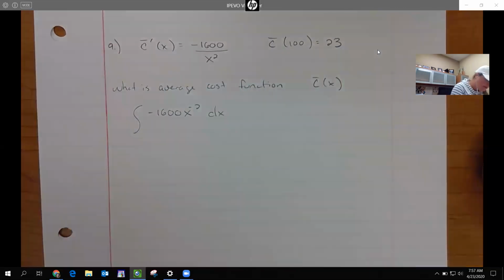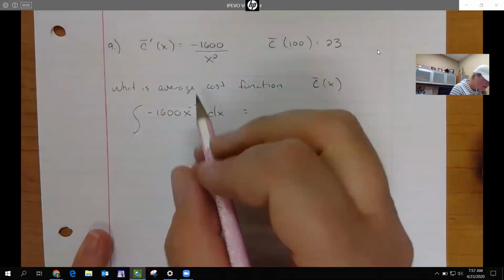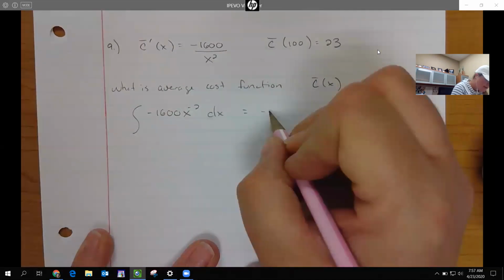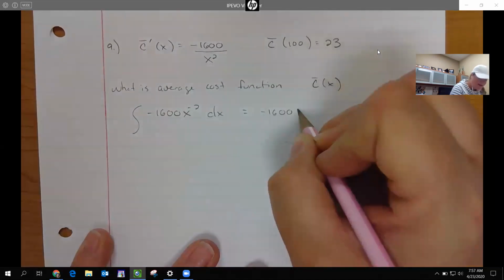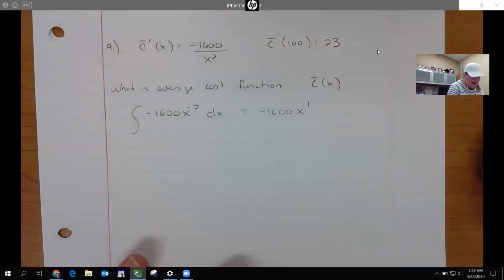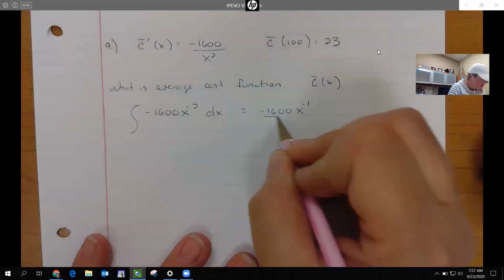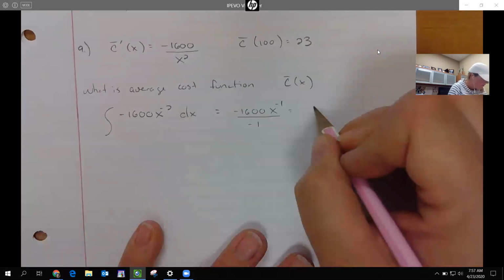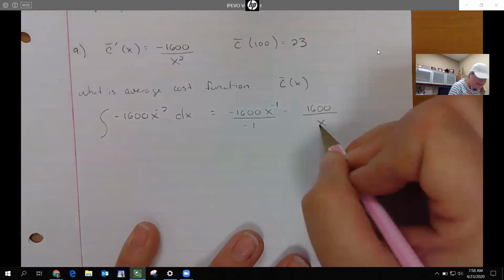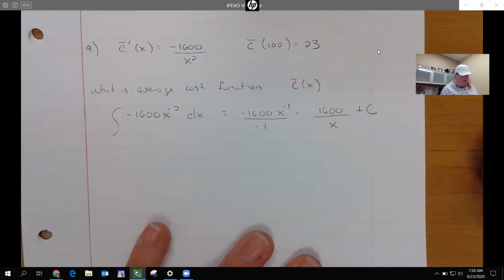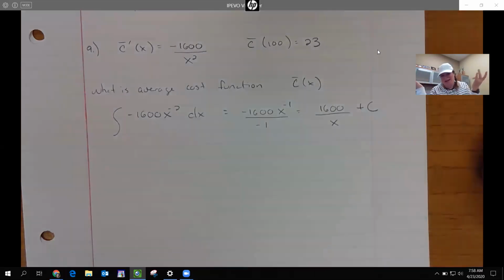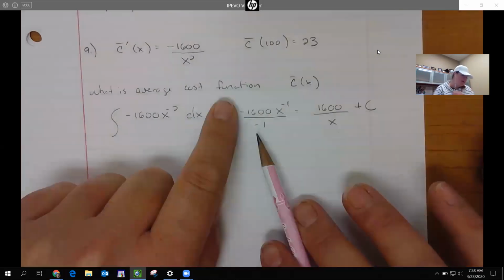And then when we go to solve this, we're going to add the 1. That's going to become negative 1600 x to the negative 1, negative 2 plus 1, and then I have to divide it back by that negative 1. So I'm at 1600 over x plus c. Okay, so the negatives cancel. You can leave it as x to the negative 1, that's fine, or you could bring it down. So my negatives cancel, this one comes down.